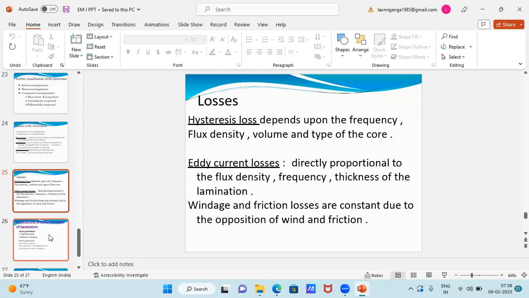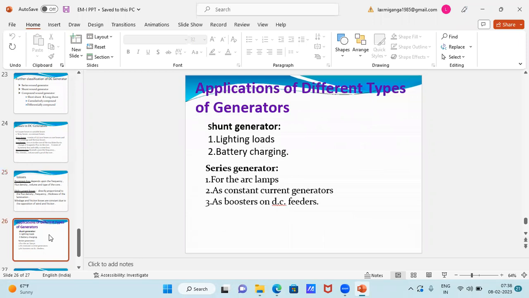Windage and friction losses are constant, due to the opposition of the wind and friction.